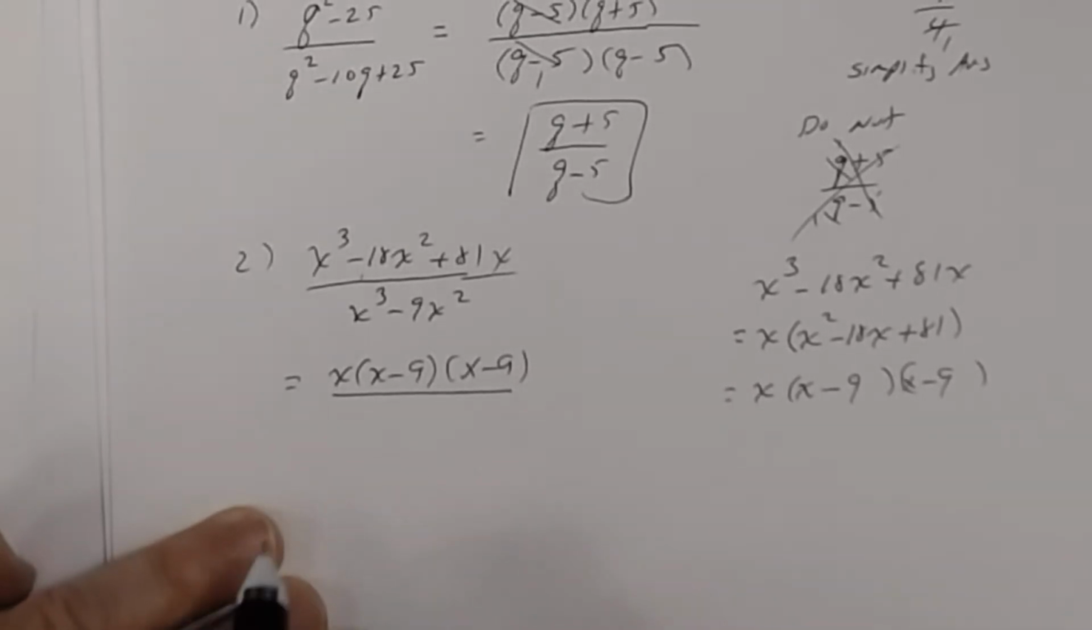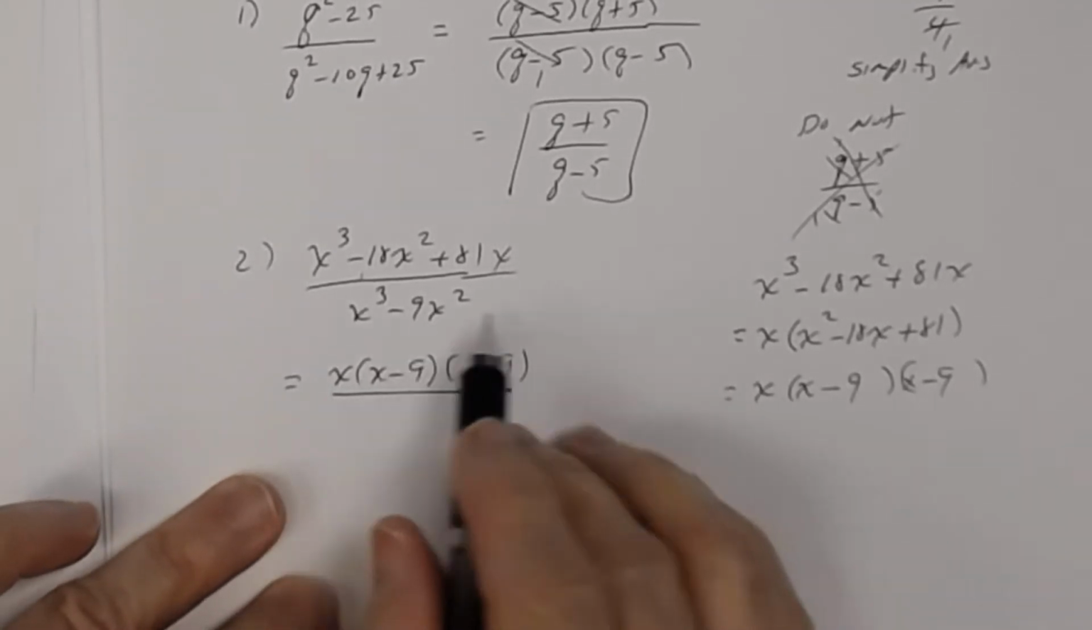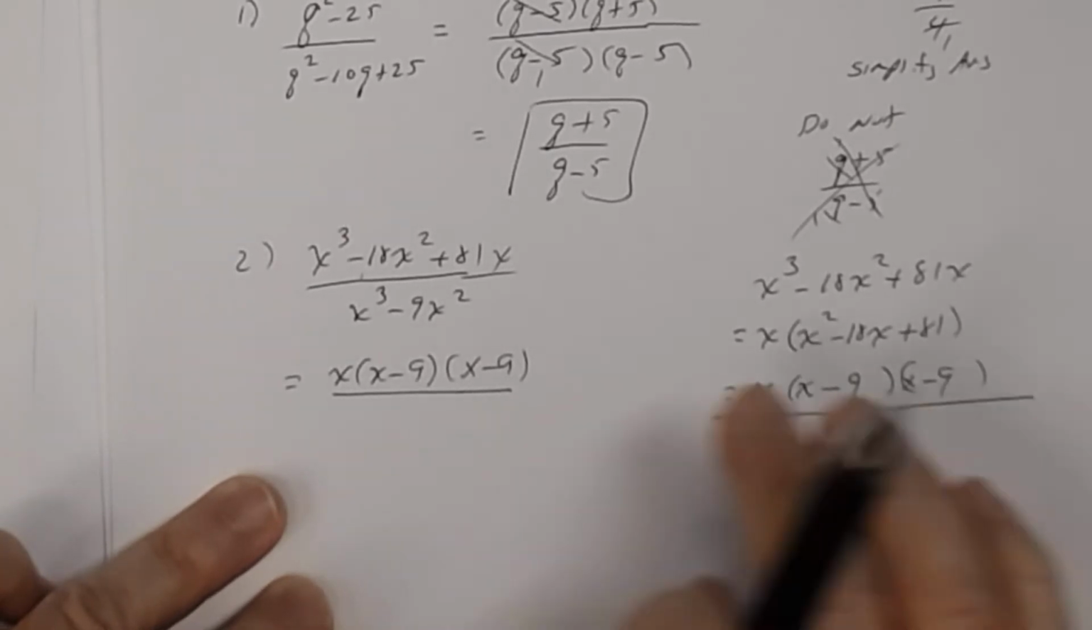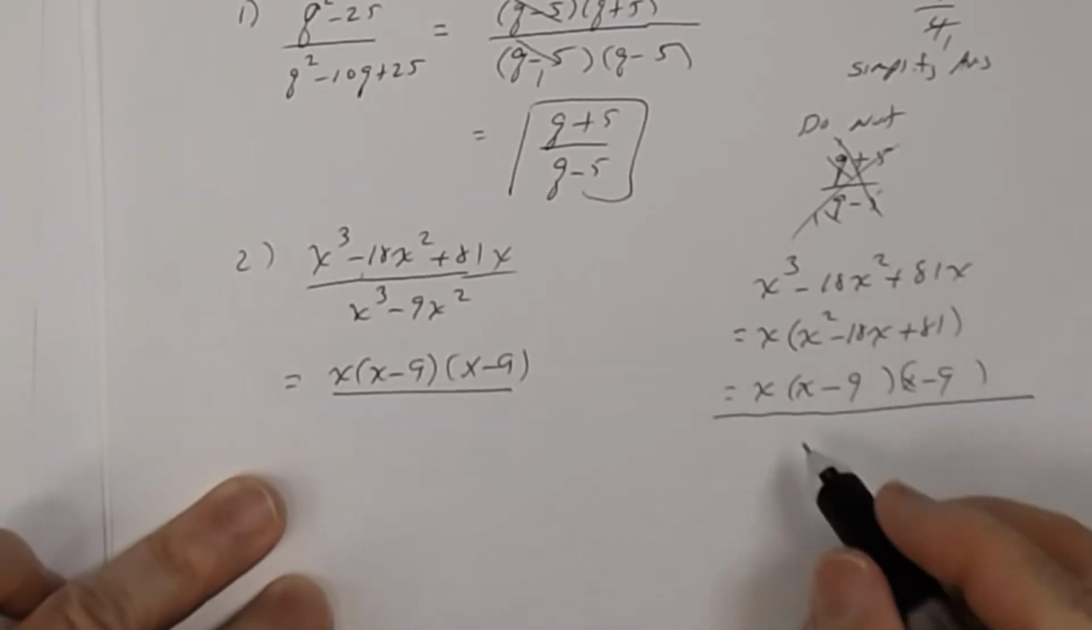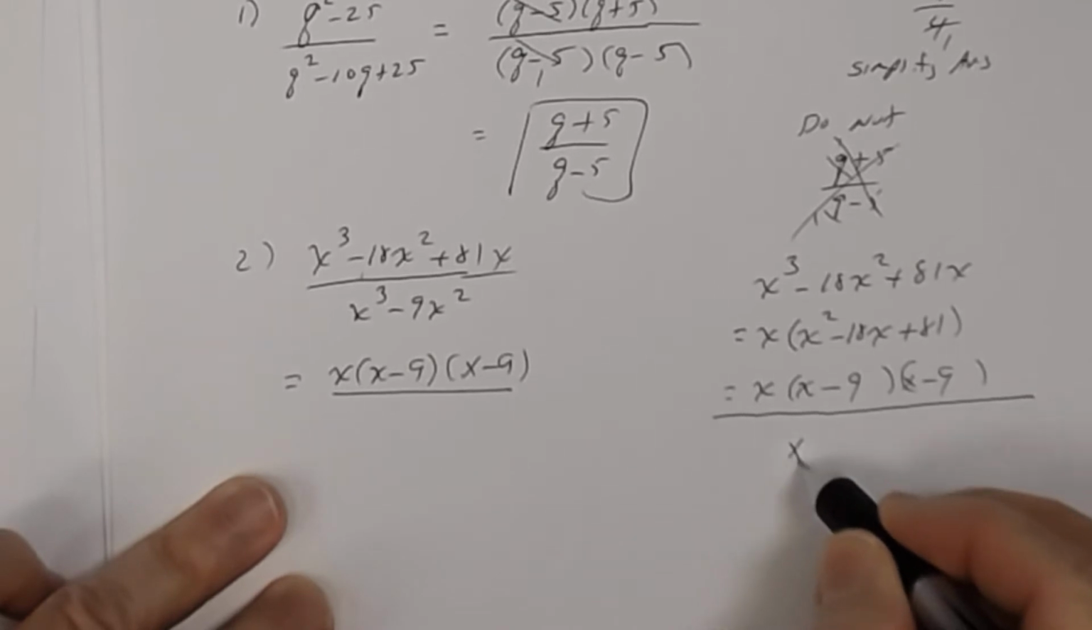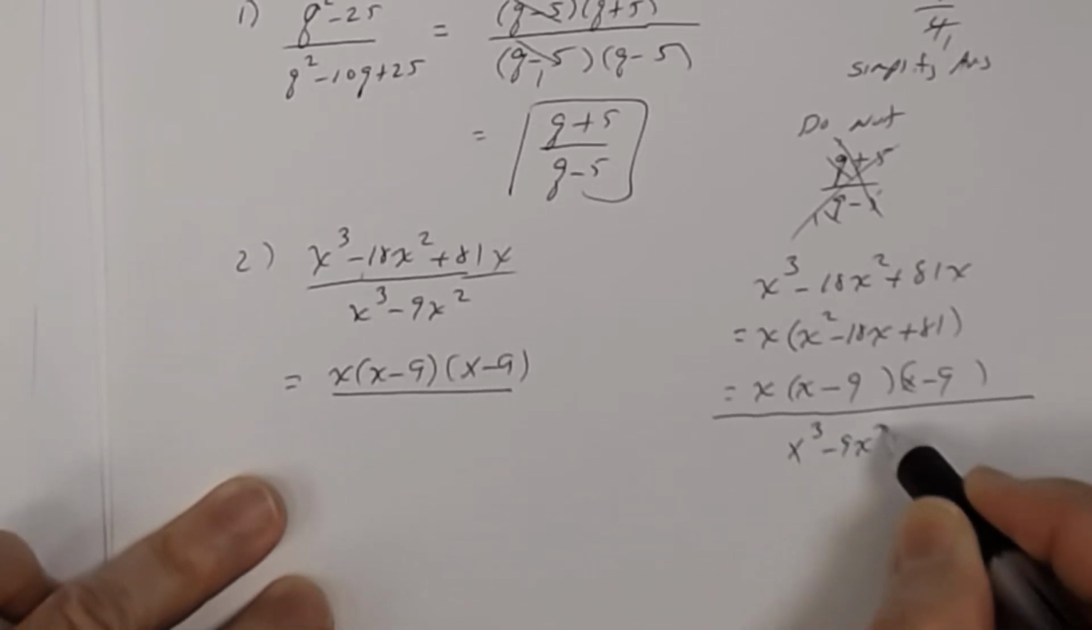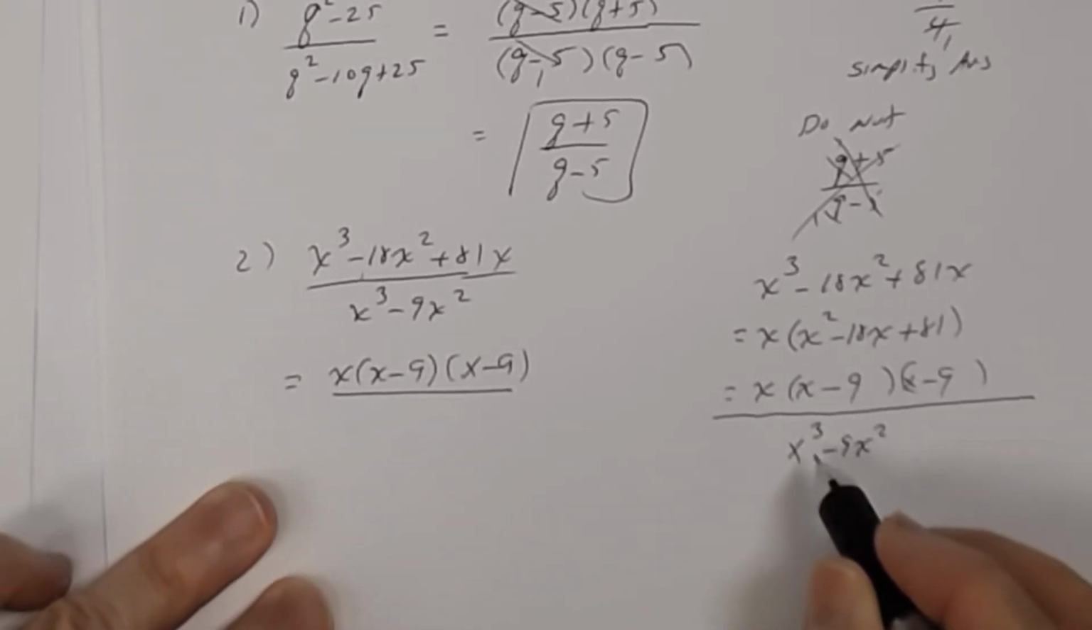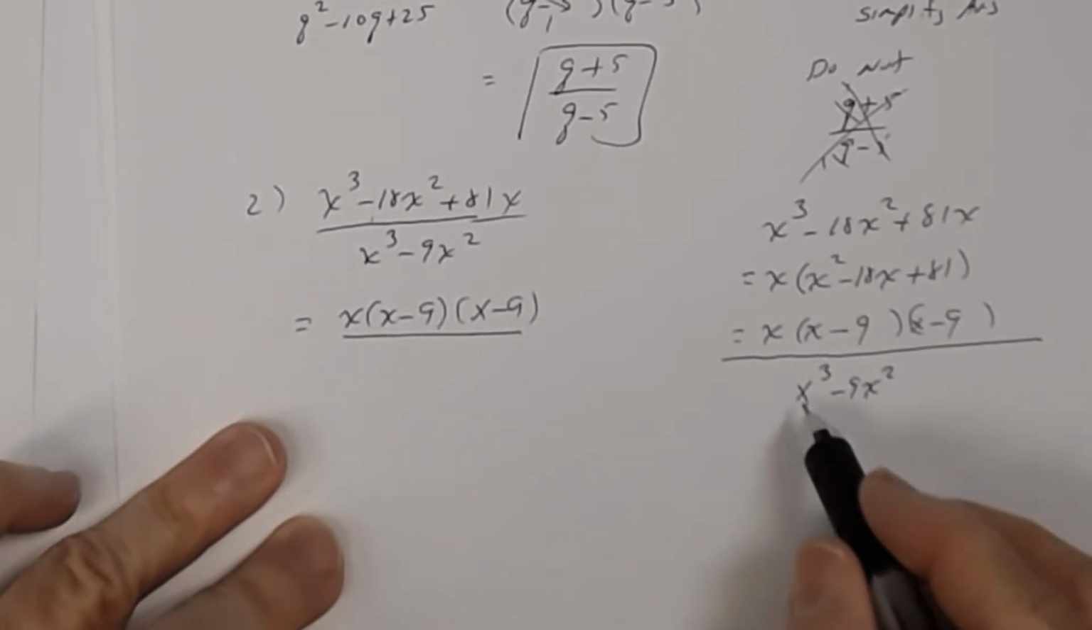Okay, now let's talk about the denominator. So that was the numerator. So go off to the side and do the work for the denominator. So we have x cubed minus 9x squared. So notice that from this polynomial here, I can factor out an x squared.